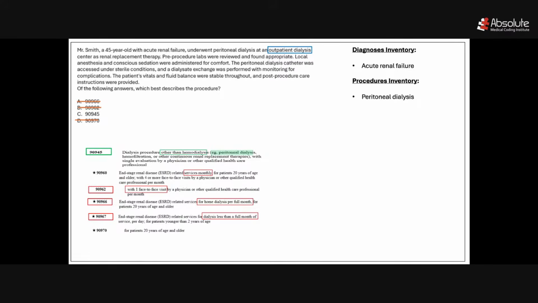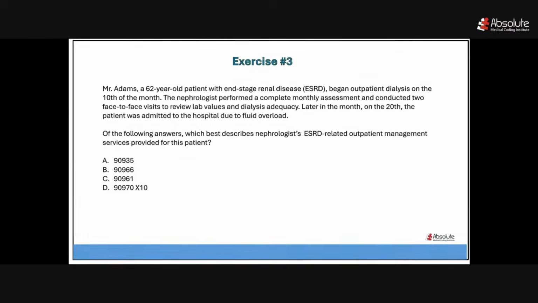I got one more scenario. No, I got a couple more scenarios. Let's go and do the next one. Here we go. Exercise number 3.